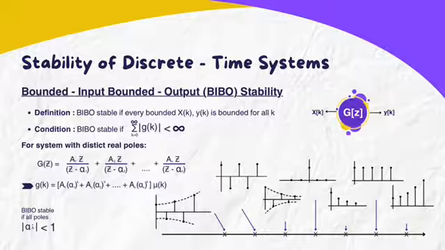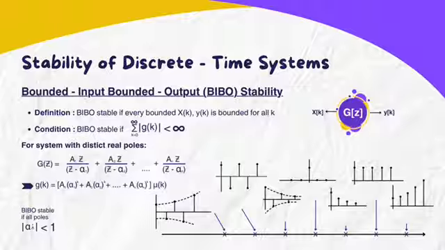Key stability condition: the system is BIBO stable if all poles alpha sub i satisfy: the absolute value of each pole alpha sub i must be less than 1. This means the poles must lie inside the unit circle in the z-plane. Bottom graphs. These plots visualize different impulse responses. Some decay over time, stable. Some grow or oscillate uncontrollably, unstable.